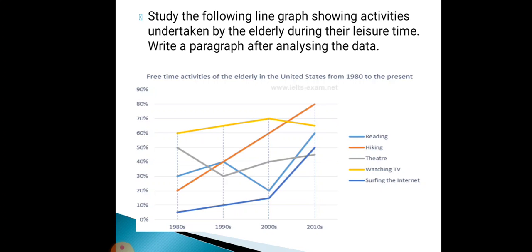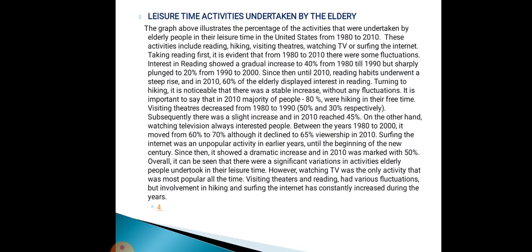Then, in the body of the paragraph, you can take up each activity one by one. So, you can write that it is evident that from 1980 to 2010, there were some fluctuations. Interest in reading showed a gradual increase to 40% from 1980 till 1990, but sharply plunged to 20% from 1990 to 2000. Since then, until 2010, reading habits underwent a steep rise, and in 2010, 60% of the elderly displayed interest in reading.